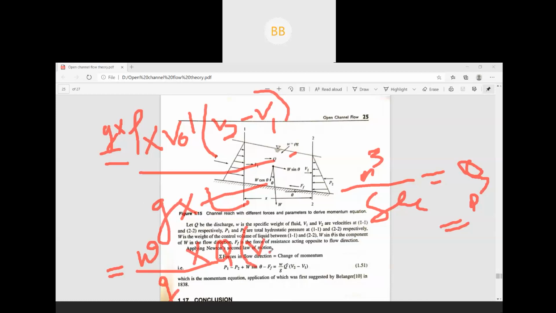and V2 minus V1. So you are going to get this expression. That is P1 minus P2 plus W sine theta minus friction force is equal to specific weight divided by gravity multiplied by discharge multiplied by V2 minus V1. That is your velocity at section 2 minus velocity at section 1. Okay. So this is the derivation of your momentum equation.